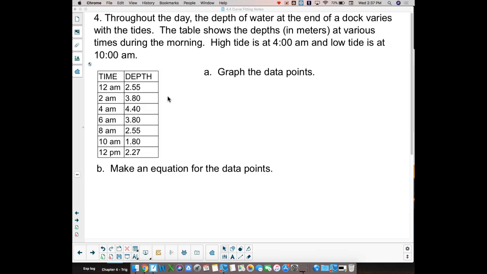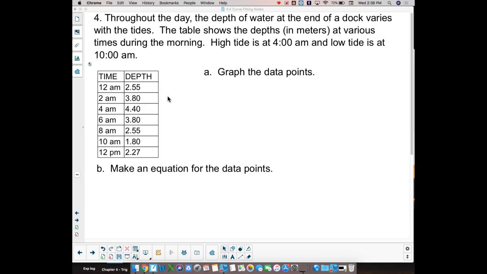Okay? So this table shows the depths of waters in meters at various times during the morning. Okay? High tide is at 4 a.m. and low tide is at 10 a.m. Why are those two important? Why is knowing when high tide is important? And knowing when low tide is, why is that important? We'll take high tide for example, because it'll work for low tide also.